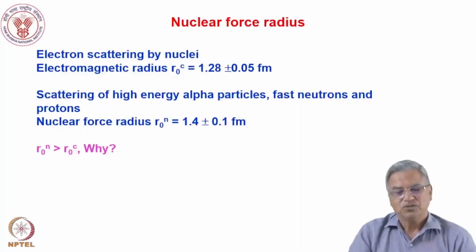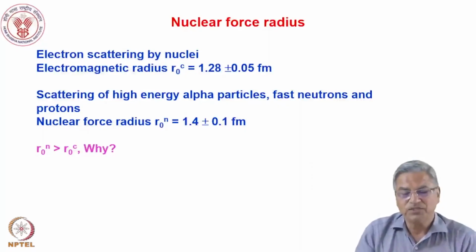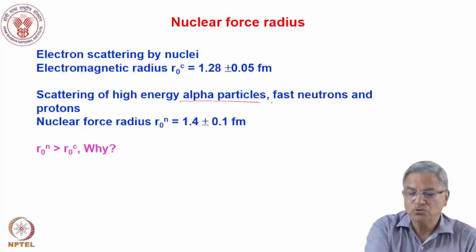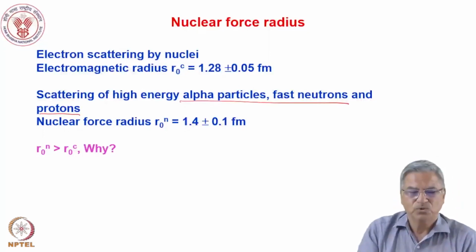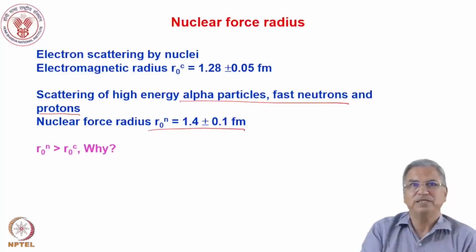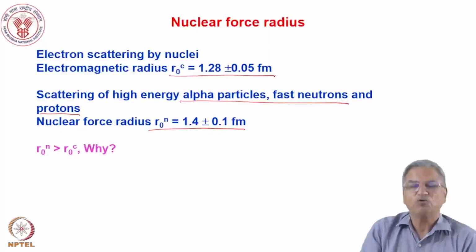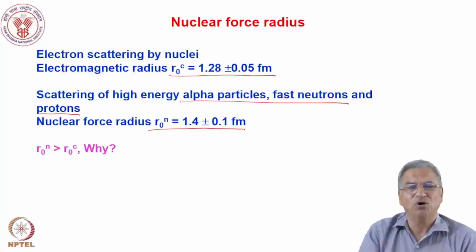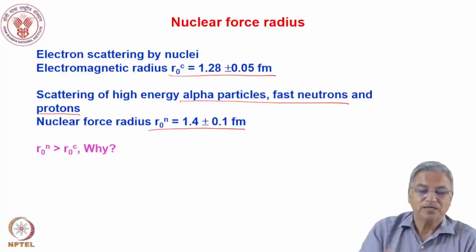Apart from electrons, you can also study the scattering of high energy alpha particles, fast neutrons and protons. Now these particles will interact with the nucleus by the nuclear force. So using the scattering of these particles, whatever value you get is called the nuclear force radius. And whatever you get using electron scattering is the electromagnetic radius. The electromagnetic radius or Coulombic radius is smaller than the nuclear force radius.